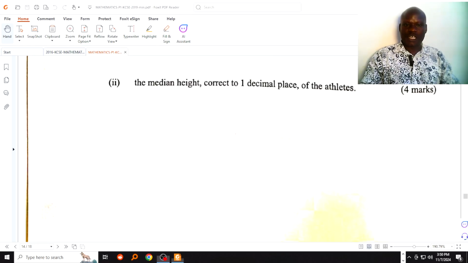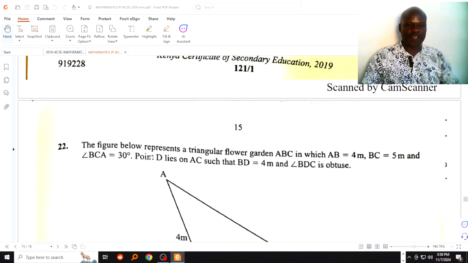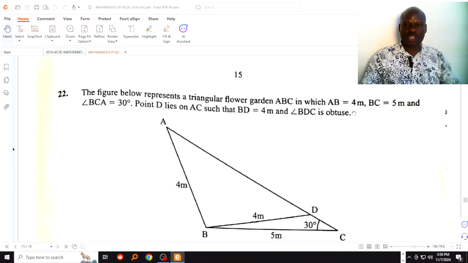So we consider question 22 of paper 1, KCSE 2019. The figure below represents a triangular flower garden ABC in which AB is 4 meters, BC is 5 meters, and angle BCA is 30 degrees. Point D lies on AC such that BD is 4 meters and angle BDC is obtuse.